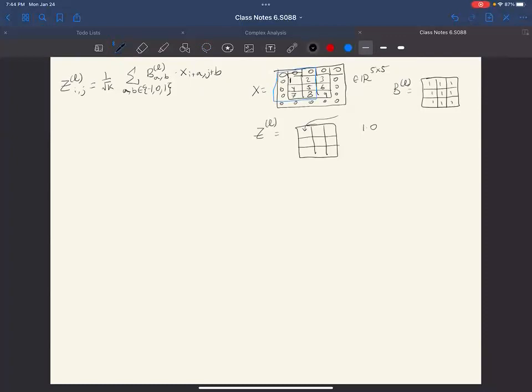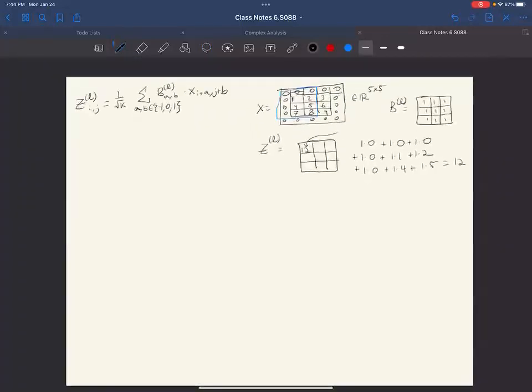I'll get 1 times 0 plus 1 times 0 plus 1 times 0. That's the top row of dot products. I'll get a 1 times 0, a 1 times 1, a 1 times 2. That's the middle row. Then the last row is just a 1 times 0, 1 times 4, plus 1 times 5. So all in all, this is just going to be 1 plus 2 plus 4 plus 5, which is 12. So I'll put a 12 in this upper left corner.